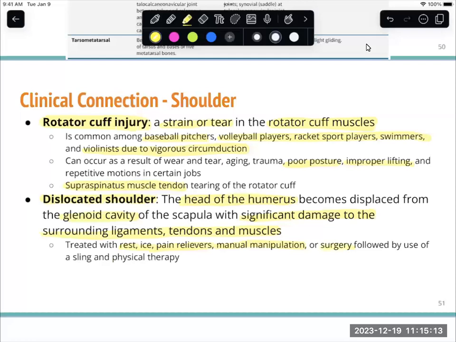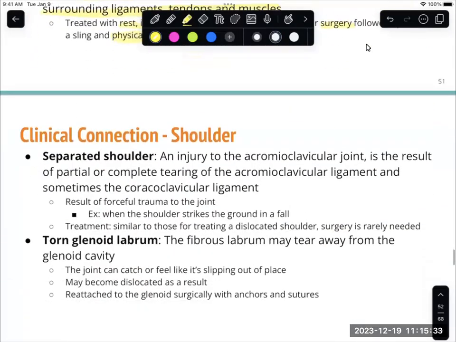Physical therapy may be needed because you need to strengthen that entire shoulder area, because once you dislocate a joint, it's more common to dislocate it again. It has a higher possibility of happening. So by strengthening that shoulder, you're trying to prevent that dislocation from happening again.